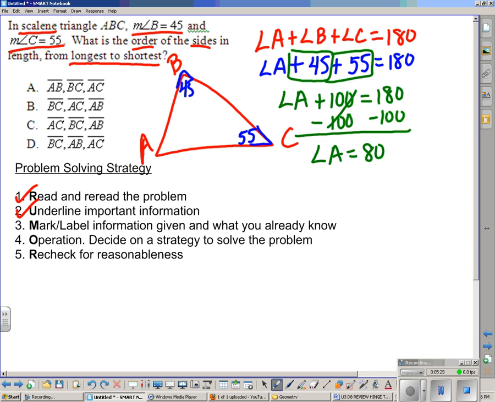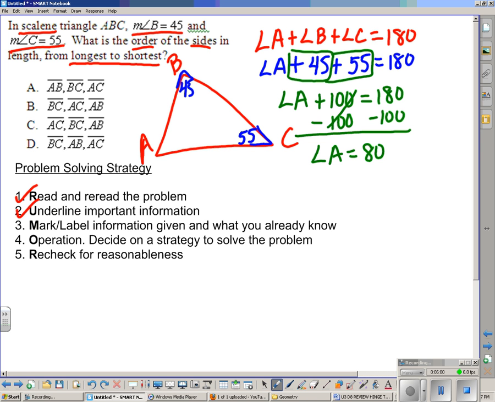So again, what I just did there was I added up all three angles and set them equal to 180 because the triangle angle sum theorem tells me that the three interior angles of a triangle, of any triangle, add up to 180. I plugged in 45 for B, 55 for C, and then solved for angle A by combining like terms, which were 45 and 55. That gave me 100. And then isolating angle A by moving 100 to the other side.